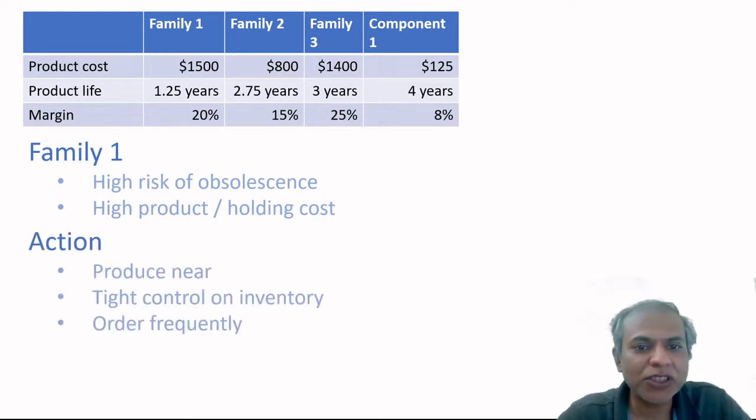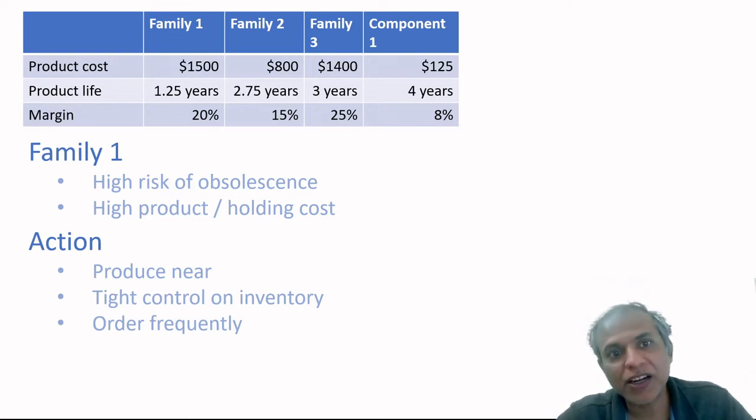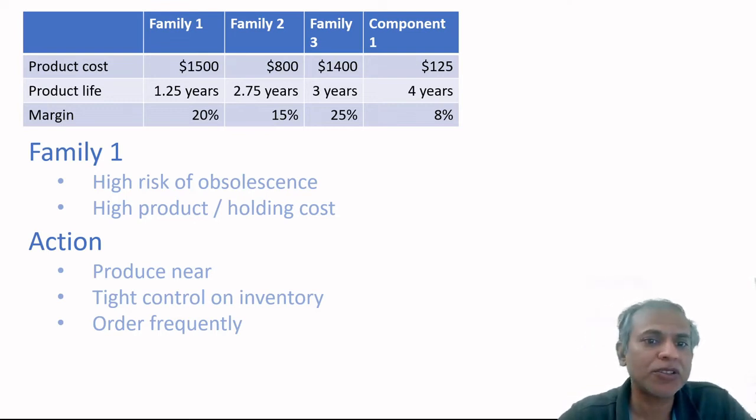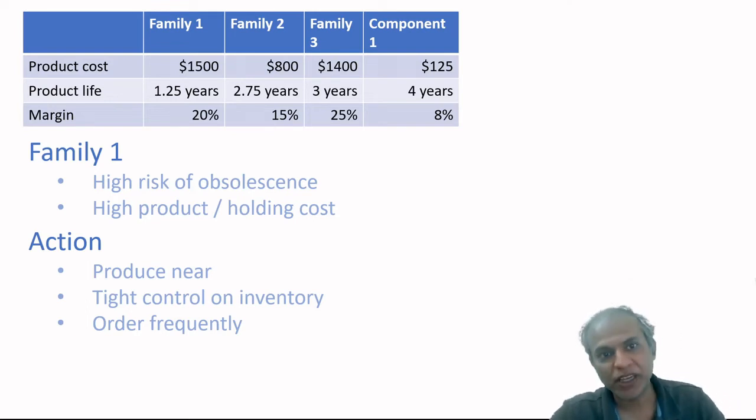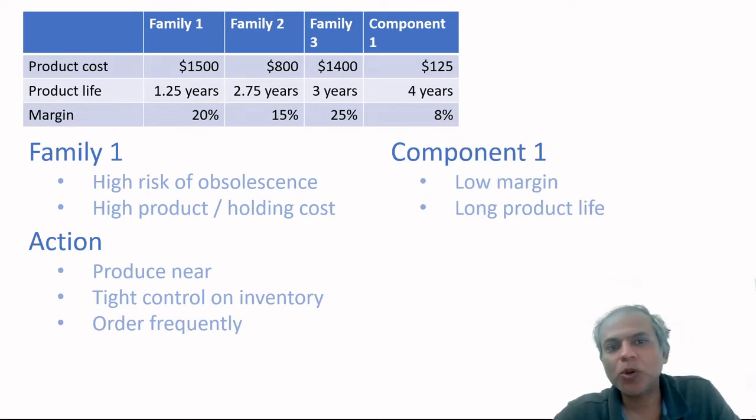So what I do for this product is generally purchase close by so that I can reduce my pipeline. I can be flexible and change over to something else as soon as I know that there is a change in demand. I have tight control on inventory. It gives me higher control costs, but that's okay, because the product and the holding costs are very high. So I'm okay with that tight control. And I am going to order quite frequently, even if it means higher purchasing salaries, I'm okay because the $1,500 cost of the laptop will take care of that higher cost of purchasing salaries.